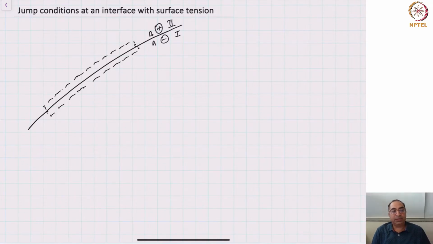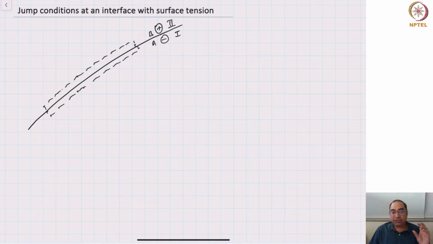Hello everyone. In today's lecture, we'll be looking at the jump conditions on an interface in the presence of surface tension. Just to quickly recap what we've seen in the last few lectures, we first derived the jump condition on an interface without surface tension, and then we looked at the consequences of surface tension. We noticed that if you have surface tension at a curved interface, then there is a discontinuity in the pressure across the interface, which is referred to as the Laplace pressure jump.